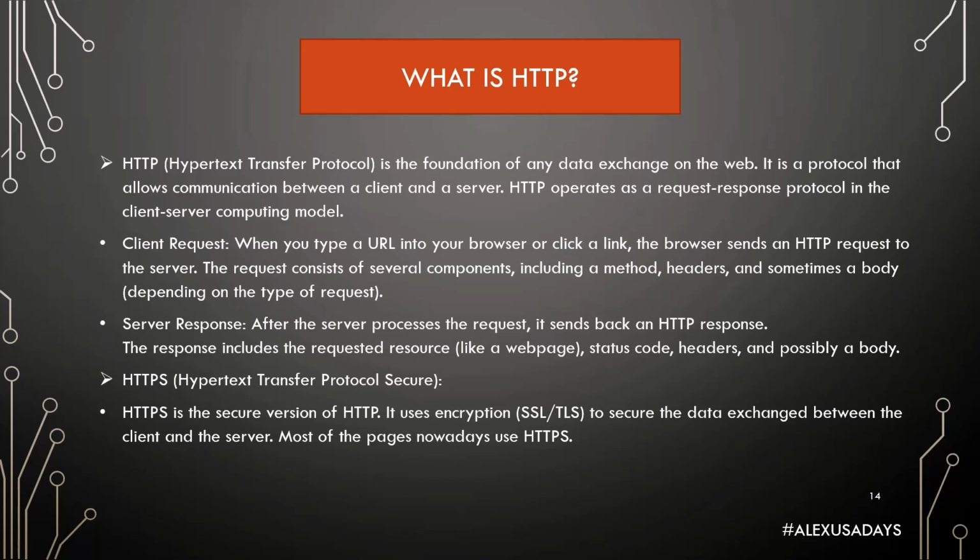First, you have a client request. When you type a URL into your browser or click a link, the browser sends an HTTP request to the server. The request consists of several components, including a method, headers, and sometimes a body, depending on the type of the request. Then the server processes the request and sends back an HTTP response. The response includes the requested resource, like a web page, a status code, headers, and possibly a body.